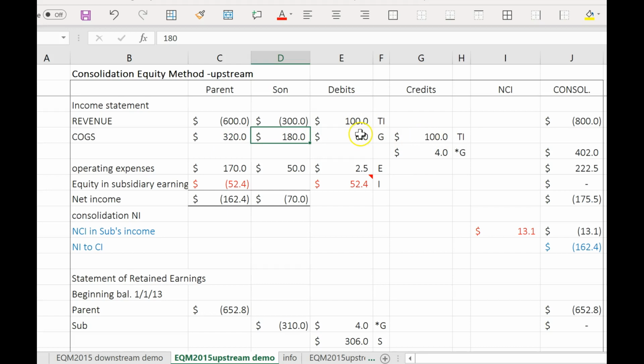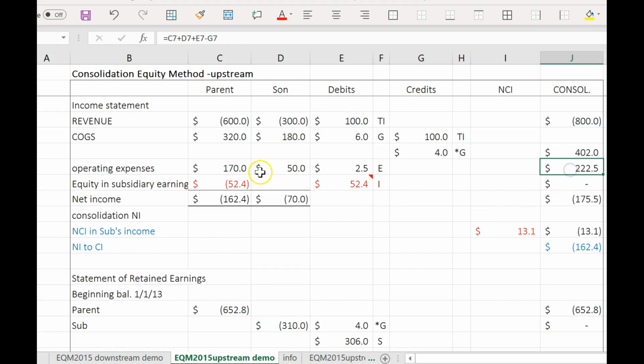You should then add the unrealized gain because it's an over-adjustment for your TI entry. You are adjusting it back. And then you should subtract the realized gain because we are decreasing the cost of goods sold to increase the net income of the entity, right? So again, it will be P plus S minus TI plus G minus G star. That is your predicted number if you don't have the worksheet.